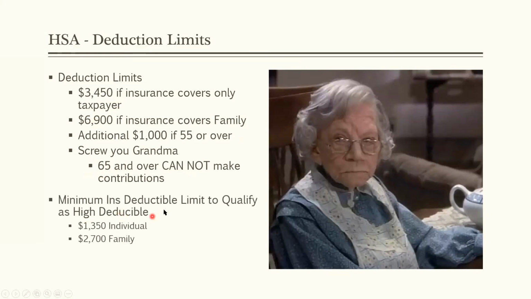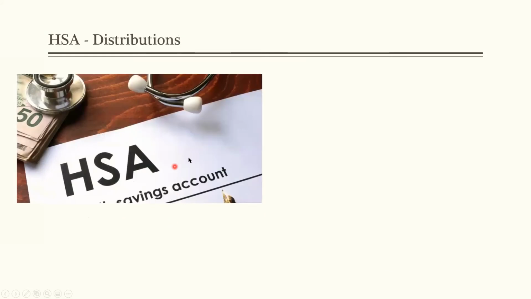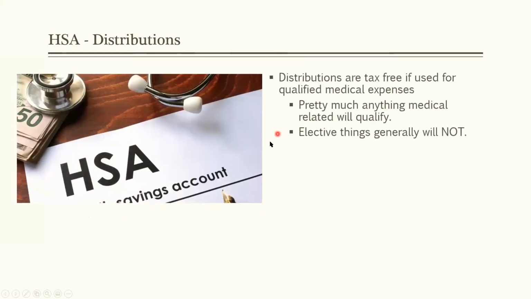And then, oh yeah, here's your minimum insurance deductible. So here are the thresholds. They may have been adjusted for inflation. A lot of the things in the IRS tax code do adjust for inflation every year, so these have probably gone up just a tiny bit. And then distributions, what can we use them for? Well, pretty much anything that is medically related will qualify. Elective things, of course, are not going to qualify.